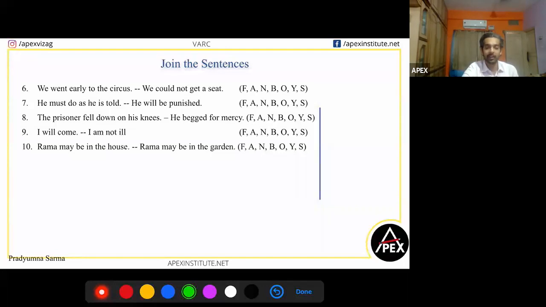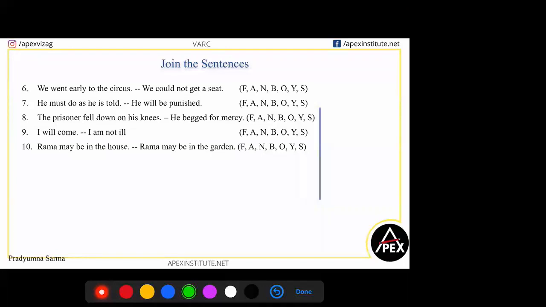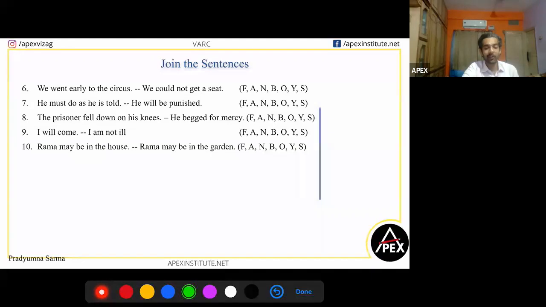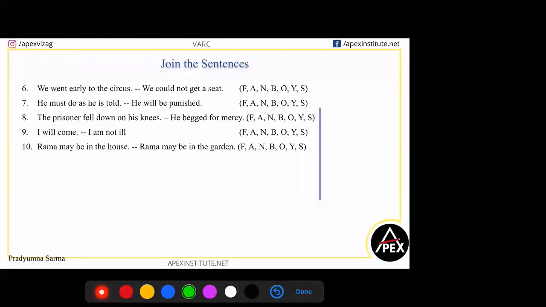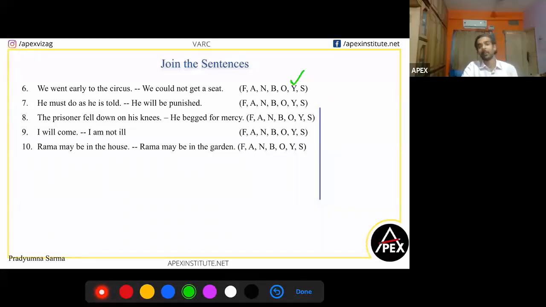What about these? We went early to the circus. "But", sir. Now see, over here you cannot use "but" because it is not a totality. When you say we went early to the circus but we could not get a seat, it is like before going you know you won't get a seat for sure. You went early hoping you might get a seat, so that position is open to change, no? You're getting my point?